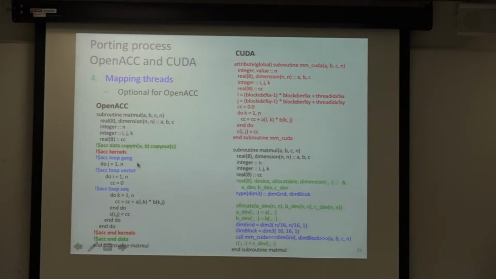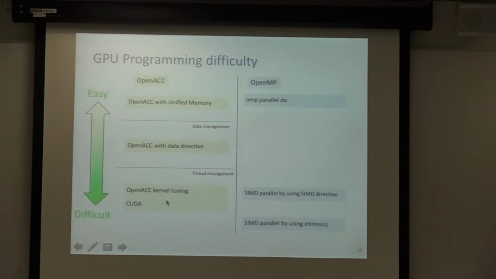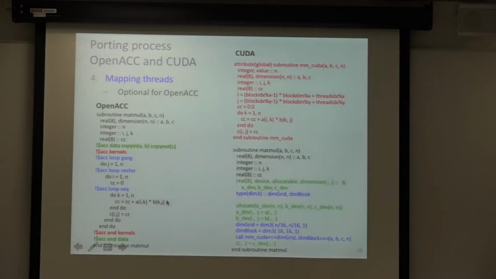Furthermore, CUDA requires mapping the threads explicitly, like this blue part. That is also optional in OpenACC. So CUDA is very difficult compared with OpenACC.